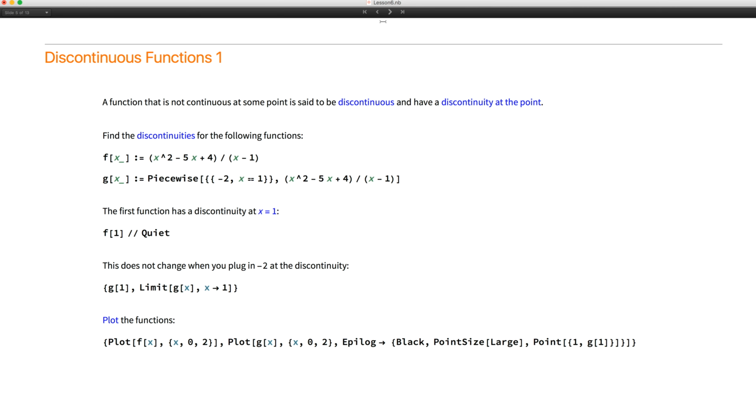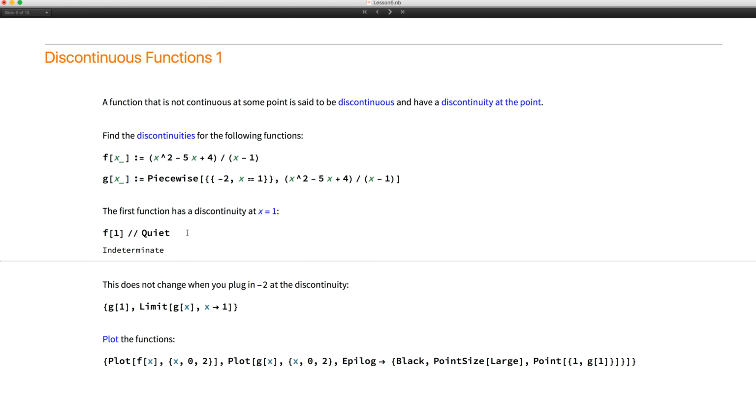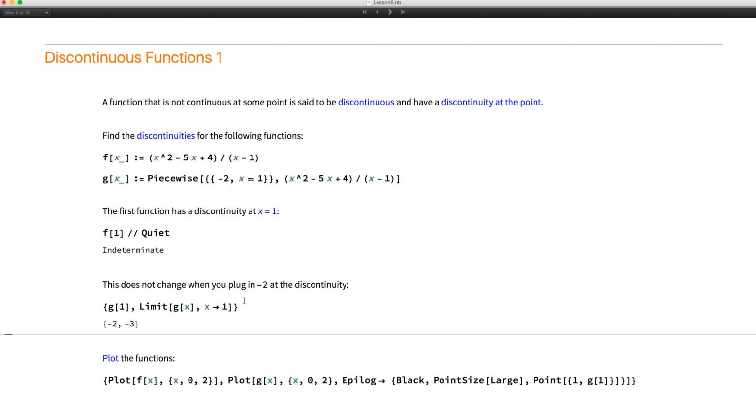Okay, so next let's talk about functions which are not continuous. So a function that is not continuous is said to be discontinuous at that point. So here are two examples, f of x and g of x. Now, if you think about f of x, there's a problem at 1, and if you find a value at 1, sure enough, the answer is indeterminate. So that function has a discontinuity at x equal to 1. Now, what's happened with g is that we've changed the value at 1, hoping to fix the problem, but that's still not good enough because the limit as you approach 1 is -3, while the value is -2.